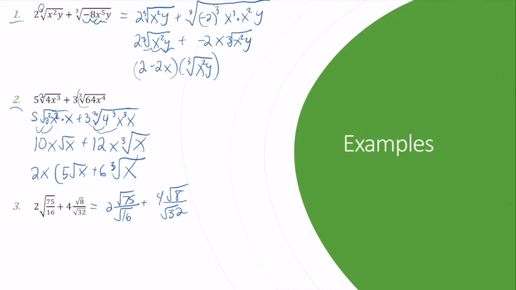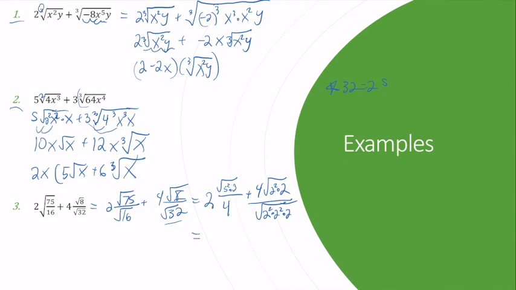75 is 3 times 25, so I have 2 square root of 5 squared times 3 over 4 plus 4 square root of 2 squared times 2, because 8 is 2 squared times 2, over 32. Well, friendly reminder that 32 is 2 to the 5th, so I have the square root of 2 squared times 2 squared times 2. That gives me 5 2's.